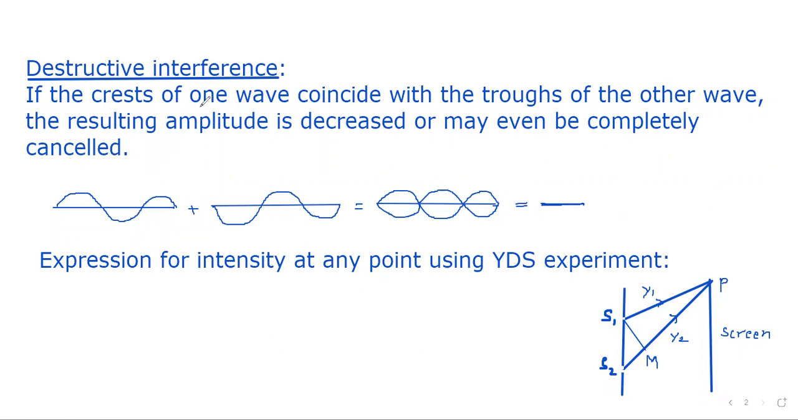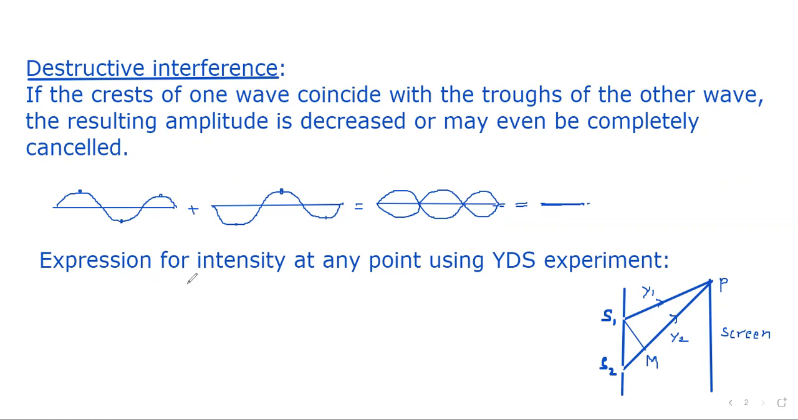Destructive interference. If the crests of one wave coincide with the troughs of the other wave, the resulting amplitude is decreased or may even be completely cancelled. Here, this is the first wave, this is the second wave, this is a crest. It corresponds to the trough of the second wave. This is the trough of the first, and this is the crest of the second. So similarly, they combine in such a way that the crest of one combines with the trough of another, and hence the resulting amplitude may be very small or completely zero.